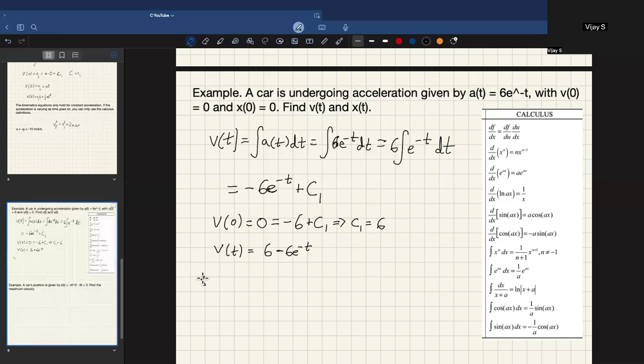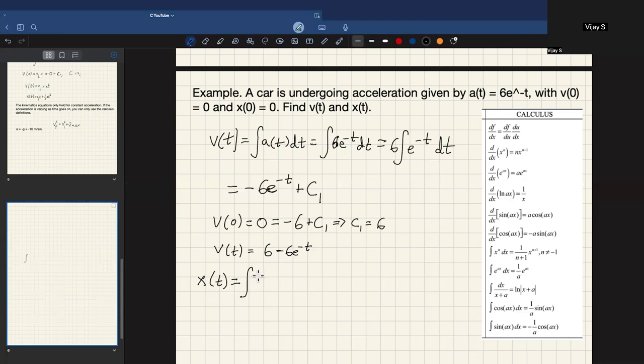So we can integrate this function once more to find position. How we do that is we can split up the integration. We have two terms in our velocity, 6 and then the negative 6e to the negative t. The good news is that we can split them up and do the integration of each one separately.